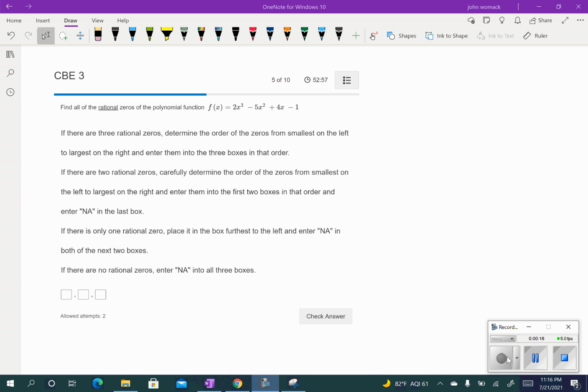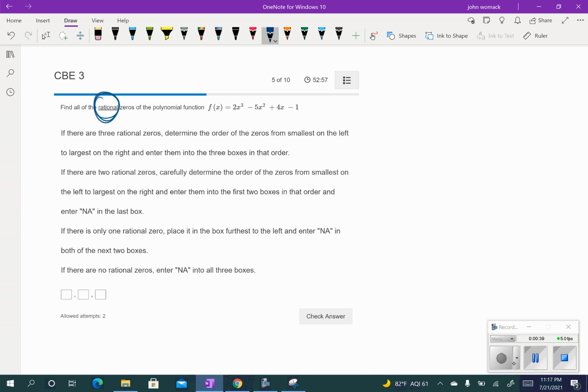If it only has 2, then we'd put it in order from least to greatest and just put an NA in the third box. If it has 1, just put the first one in, put in NA in the other 2 boxes. So that rational part is really important, right? They got it underlined for you. Remember, rational means fraction. That means we're not looking for answers that have square roots or i's. Okay, we don't have to concern ourselves with those.